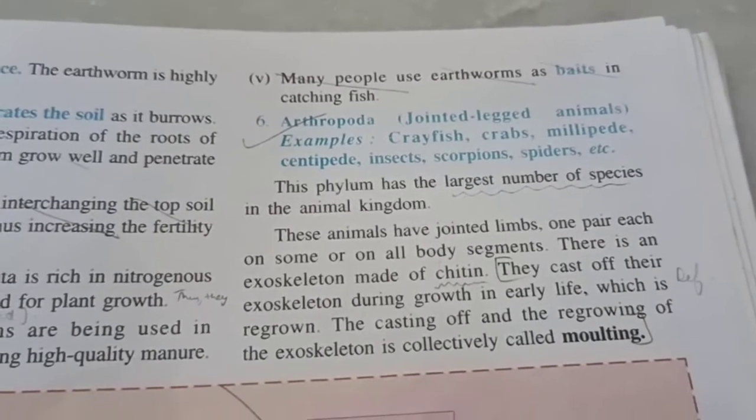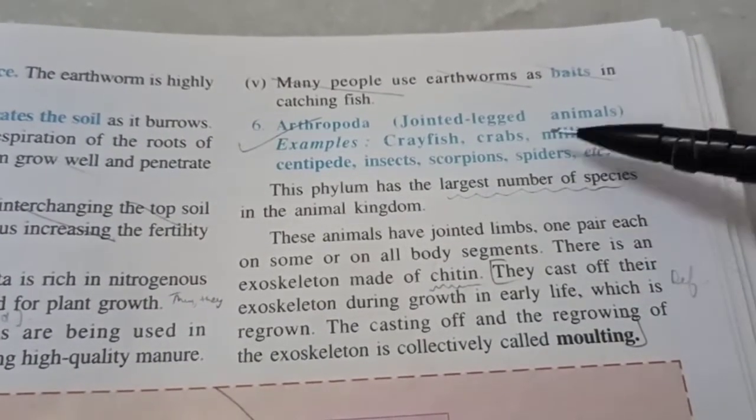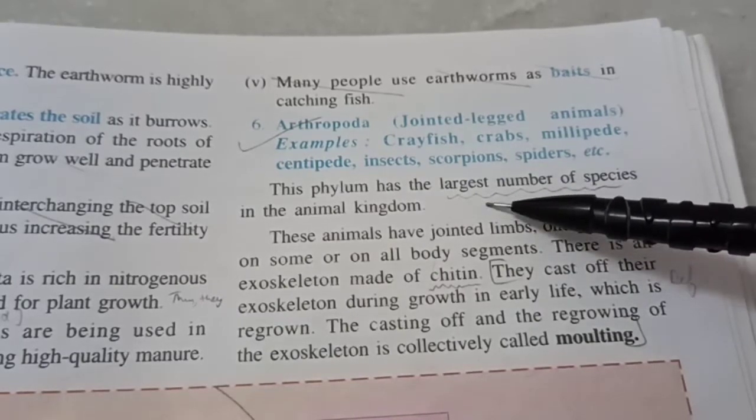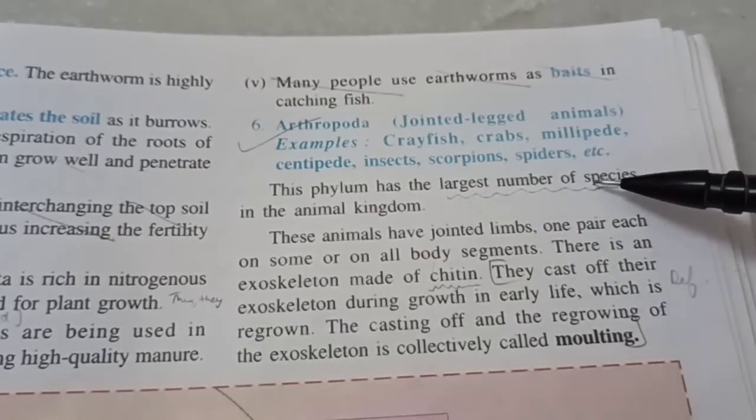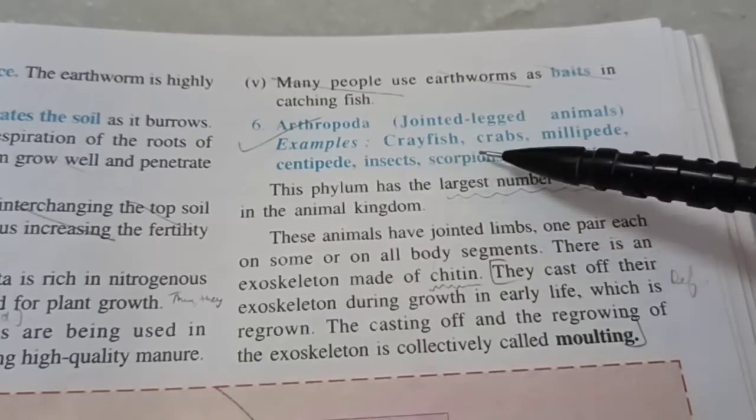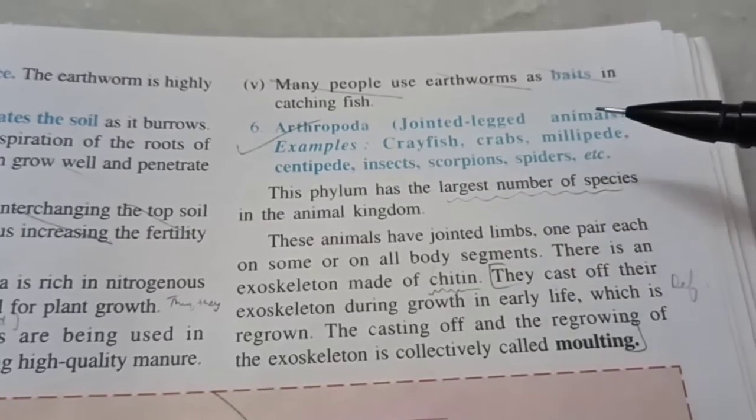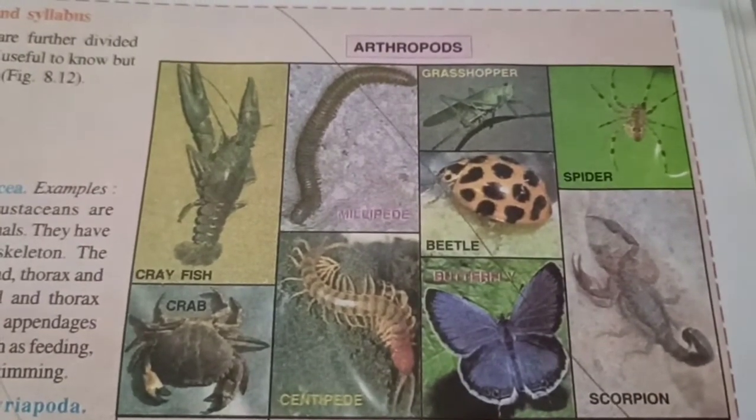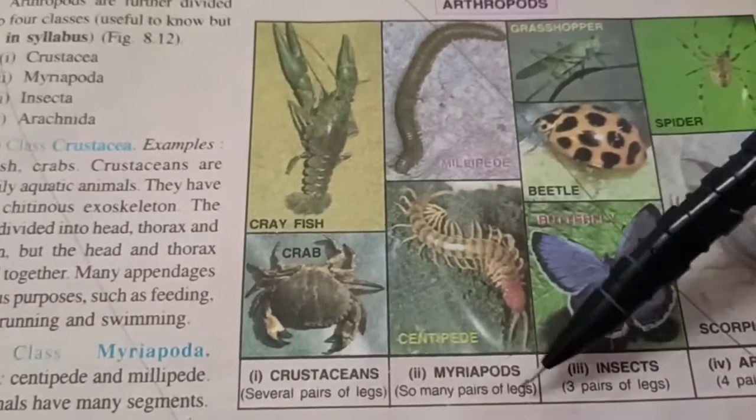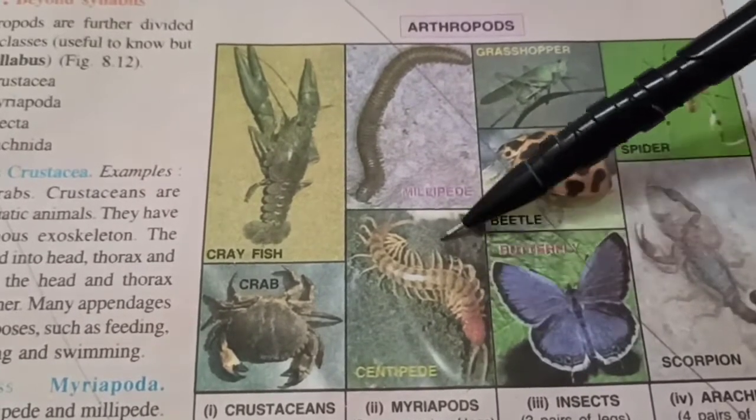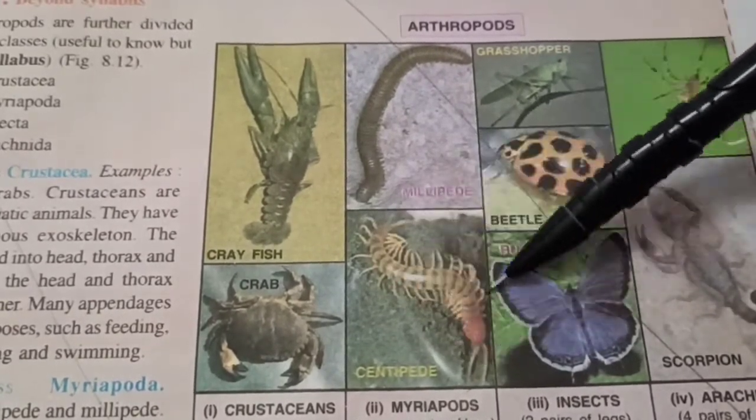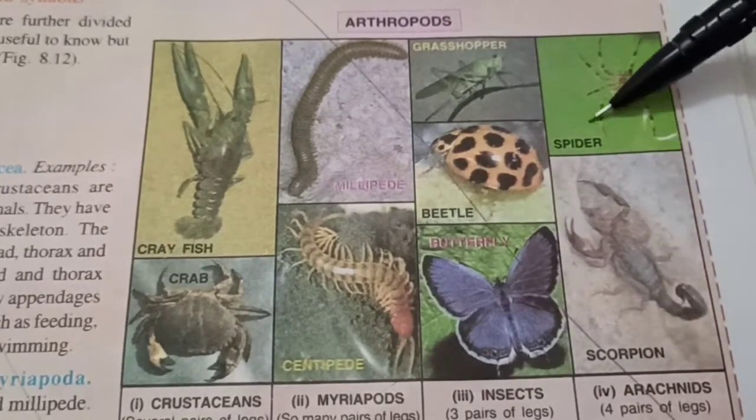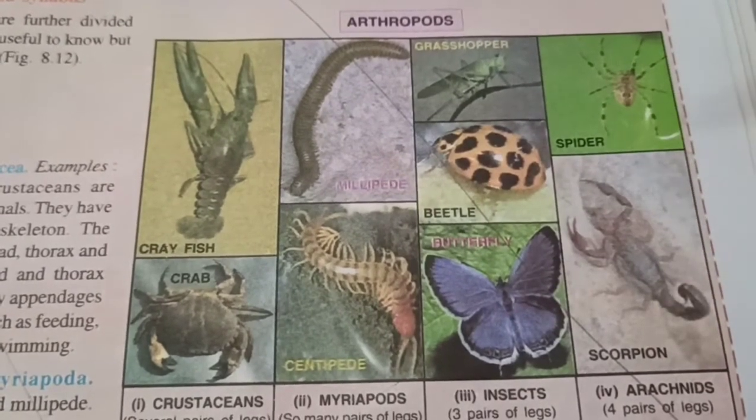Next we have the arthropoda, jointed legged animals. It has all the insects. It is the largest animal kingdom with largest number of species. So many insects. Crayfish, crabs, millipedes, centipedes, insects, scorpions. Well, not just insects. It has many other categories. It has the crustaceans, the myriapods, which have many legs. Oh, it's beautiful. Wouldn't you like this on your hand, centipede? Insects and even arachnids. Some people have arachnophobia. They're scared of spiders and scorpions.